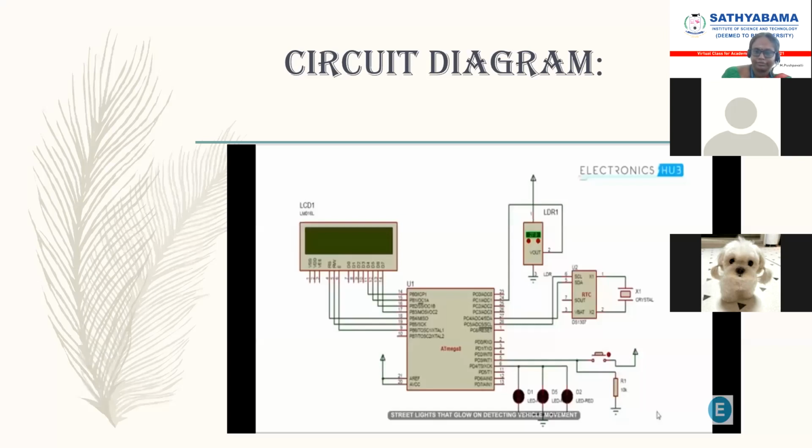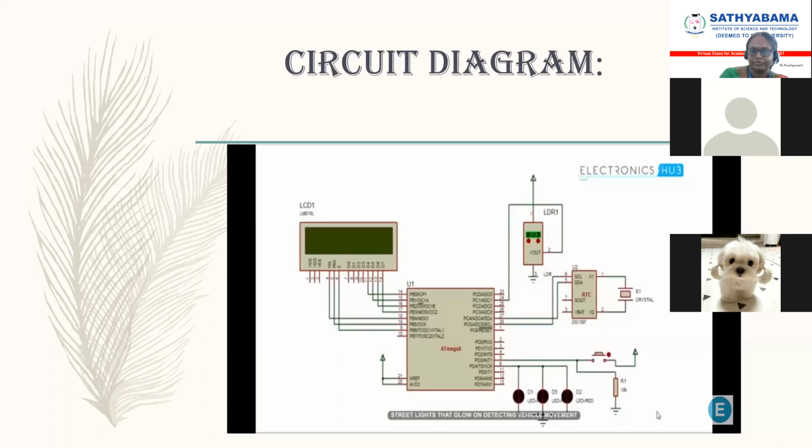The light intensity value will be displayed on the LCD. In the simulation, when the vehicle is detected, the LED is switched on for the first minute, glowing at full intensity. After 1 minute, the LED is automatically switched off.